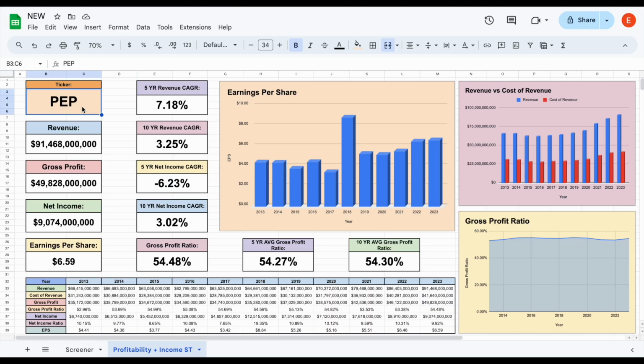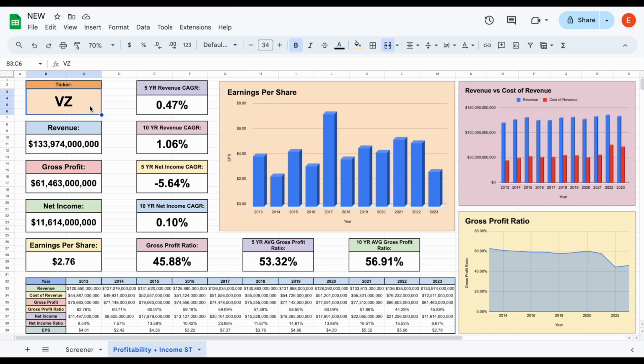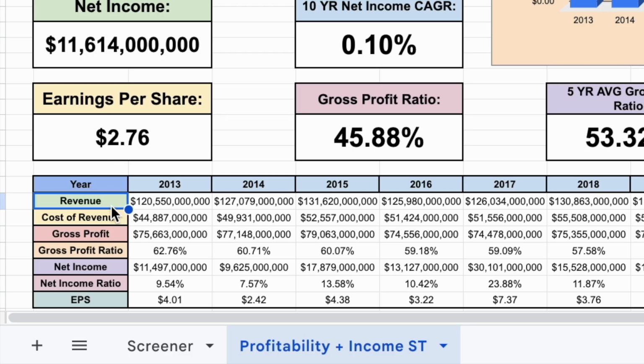For example, let's say we want to look at Verizon. I'll come up here and plug in stock ticker VZ and hit enter. And you can see all of this data is going to automatically load in. Now let's go ahead and look at things from a wide perspective. If we come down here, we can see we have revenue data, cost of revenue, gross profit ratio, net income ratio, and earnings per share.